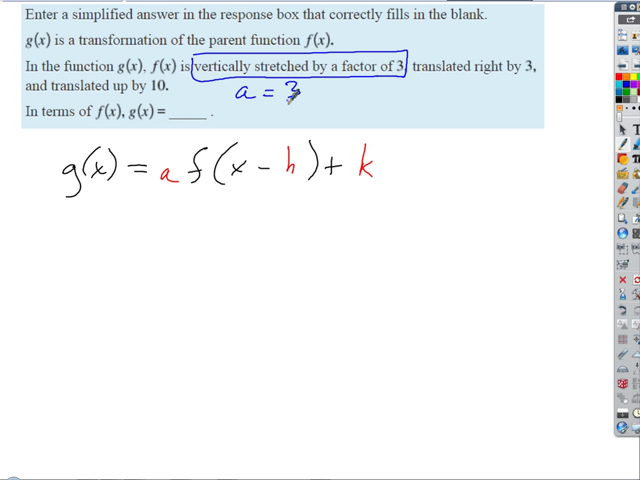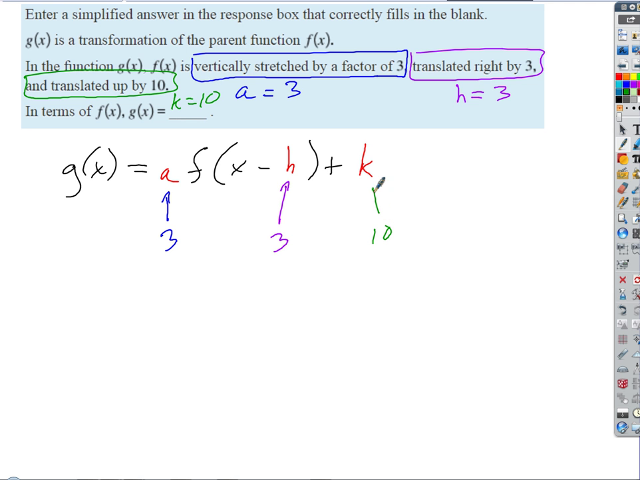3. Okay, so one thing we can do is plug 3 in there. What does it mean if we say we're translating to the right by 3? That's h. So h is equal to what if we're going right? Positive, good, positive 3. So we can plug 3 in there. What does it mean if we're translating up by 10? That's k. Is k positive or negative? Positive, yeah. k equals positive 10. So we can plug 10 in there, and that's our answer. That's all we have to do.